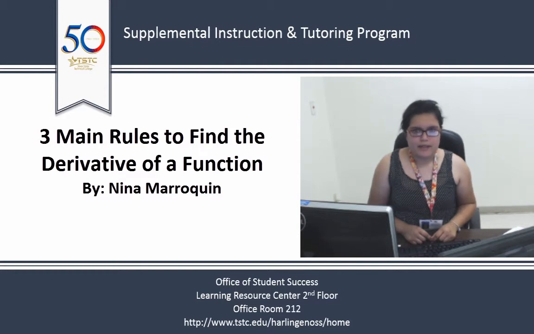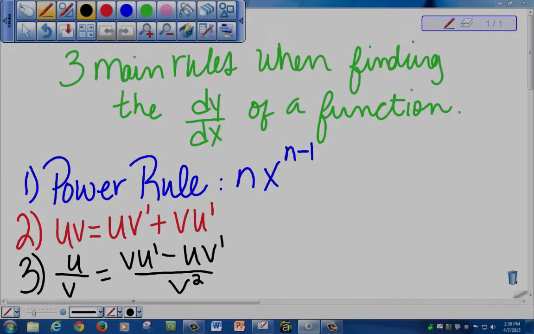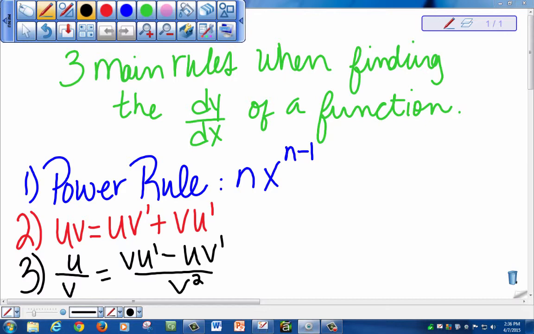And today we'll be discussing the three main rules in finding the derivative of a function. So, we have three main rules. One is the power rule, and this one's basically the general rule we're going to be using throughout this course. The second rule is the product rule, and this is whenever we have two forms of the unknown term being multiplied together. And then we have the third rule, which is the quotient rule, is whenever we have two different forms of x, or whatever the variable would be in this case, divided amongst each other.